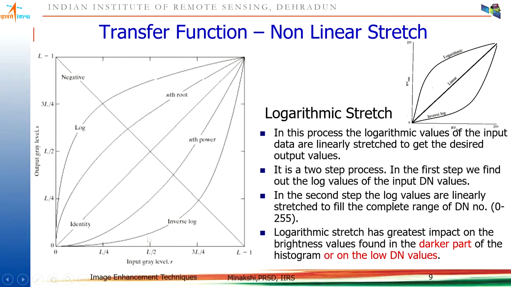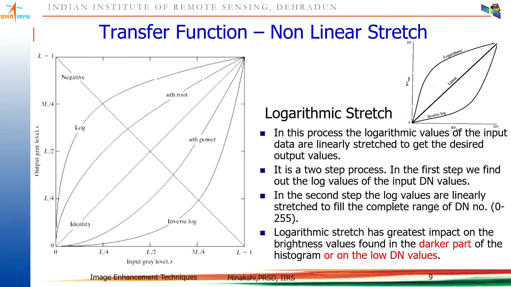If this is the first half, so log values from 0 maybe up to 200. So 0 to 127 are enhanced between 0 to 200, for example, in the logarithmic stretch. And vice versa is inverse log, where it will enhance the higher DN values. So that means why we do non-linear stretch. Linear stretching is complete overall contrast enhancement.